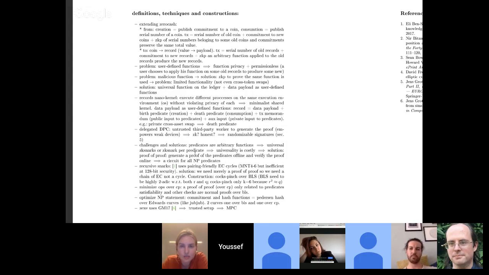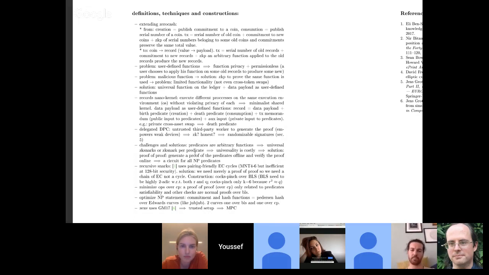The solution to this problem we have evoked is to incorporate those functions, those user-defined functions, into the data payload. So you will have a universal function on the ledger and a user-defined function incorporated within the data payload. So, as a common language, we need a nano kernel, a records nano kernel.